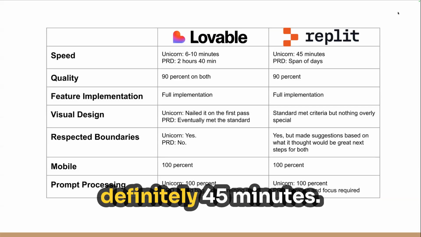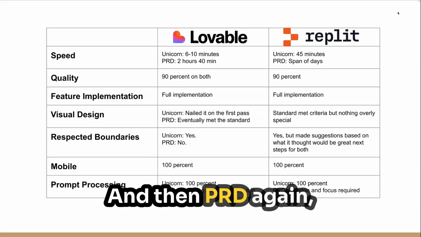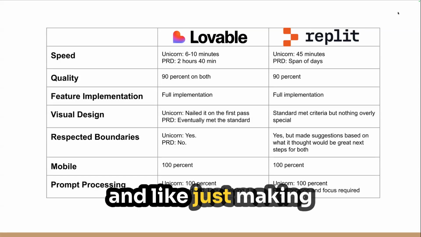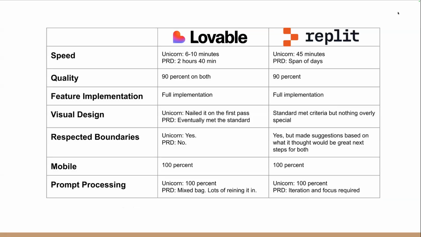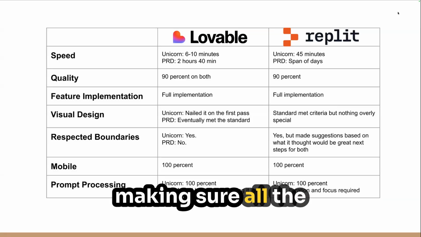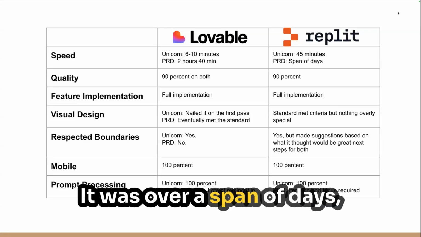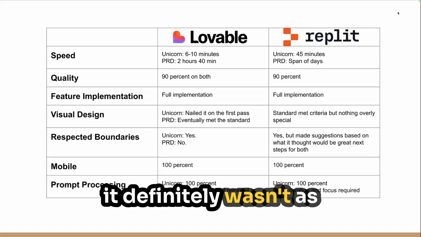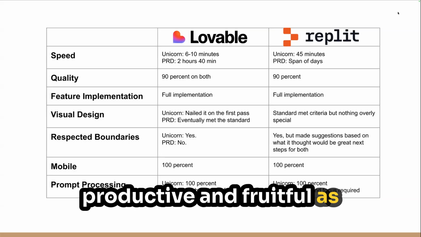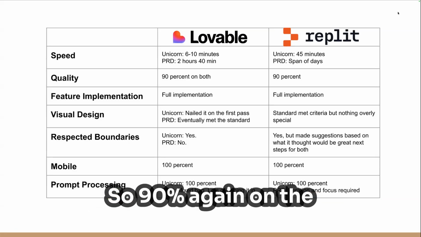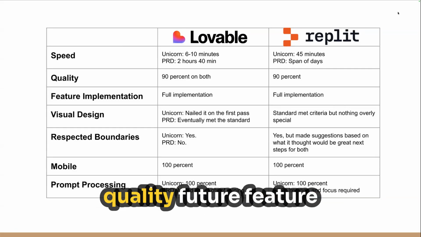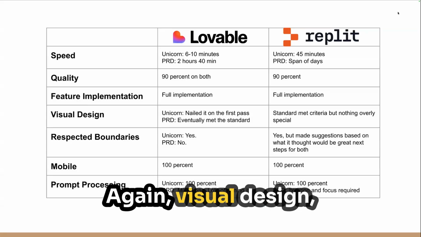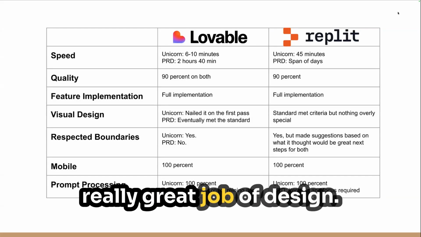So the unicorn definitely 45 minutes, and then PRD again because of the approach I took with looking at it day by day and just making sure, iterating, checking off, making sure all the features were there. It was over a span of days, which isn't bad, but it definitely wasn't as productive and fruitful as the unicorn on both ends. So 90% again on the quality, feature implementation, everything was there.